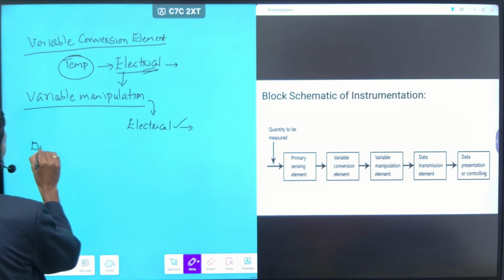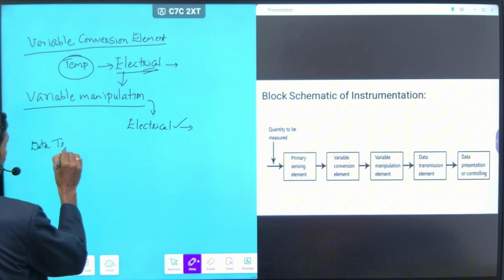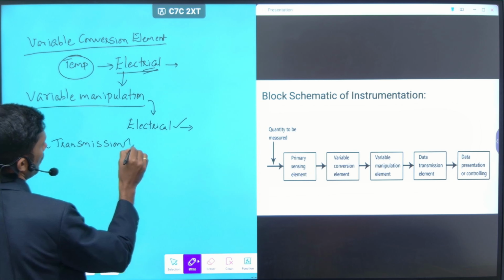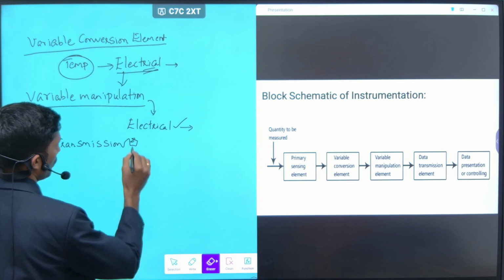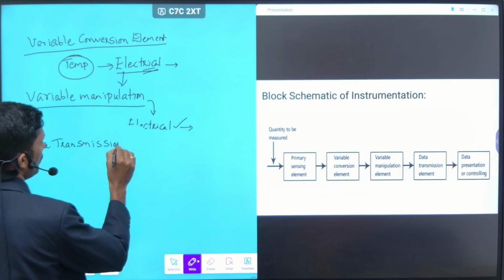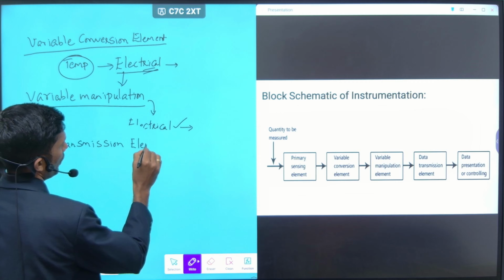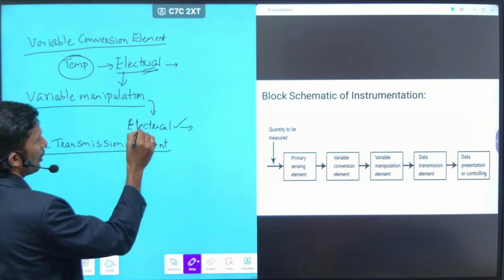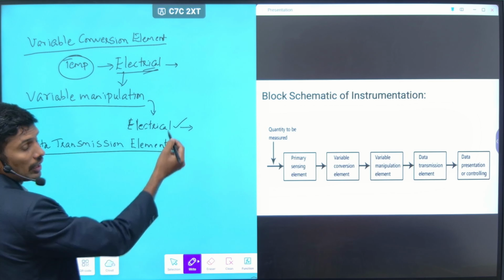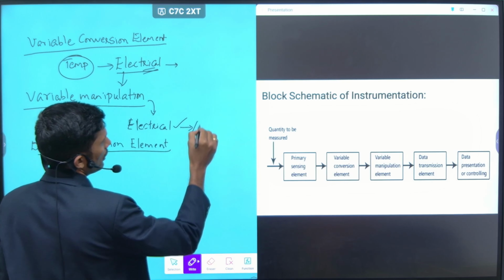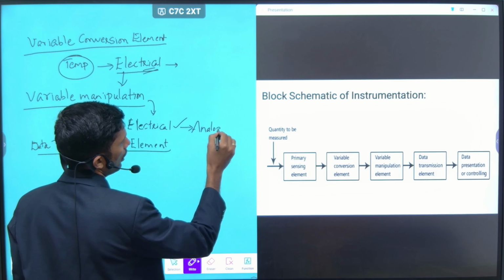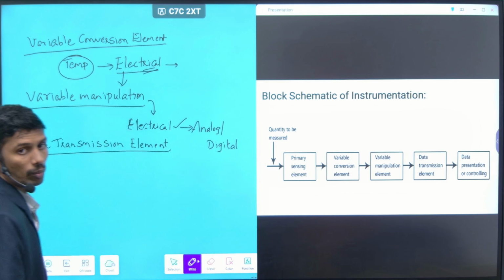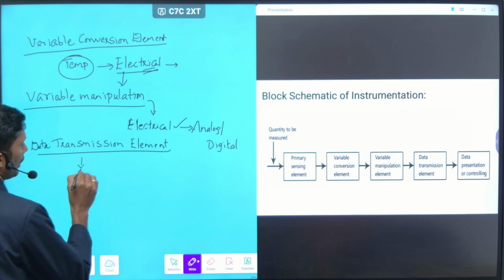In this data transmission element block, whatever electrical signal carries the data, either in the form of analog or digital, can be transmitted in this block.